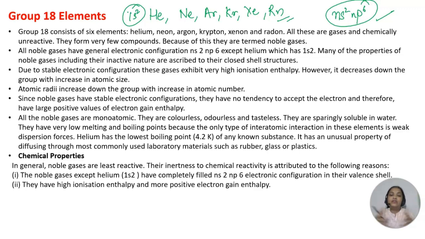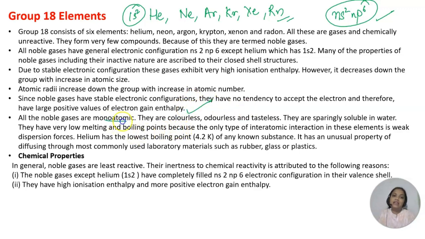Atomic radii also increases because of course the number of shells are increasing. Now you know noble gases have stable electronic configuration. So do they want to accept electron? No, right? They don't have any tendency to accept electron. So what about the electron gain enthalpy? It means we need to provide energy for a noble gas to accept electron. So they will have large positive values of electron gain enthalpy.